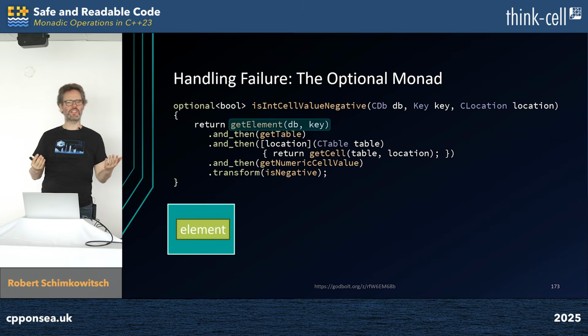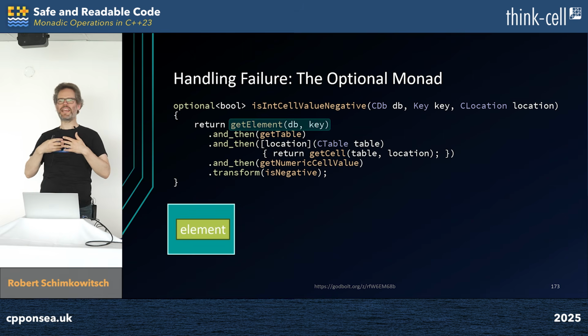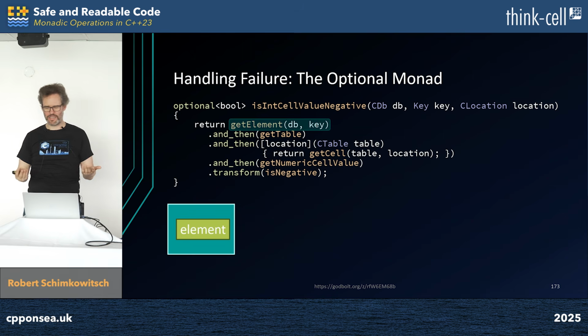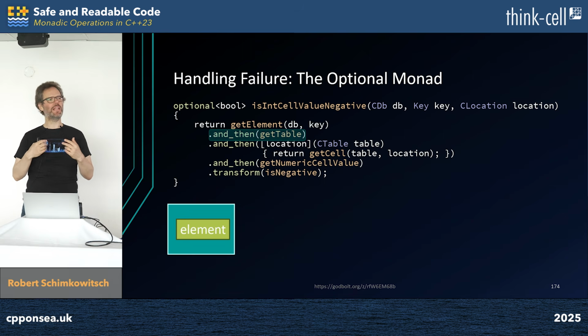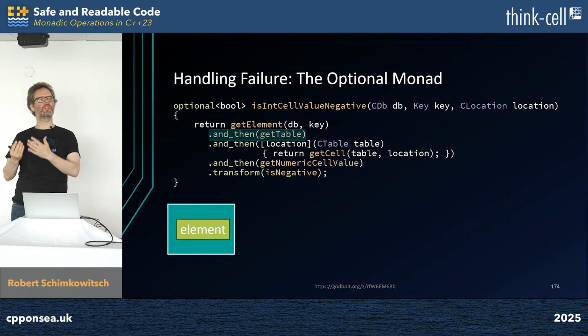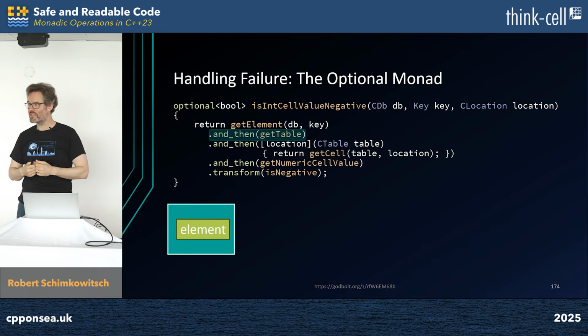So now we start a chain with getElement. And as mentioned, getElement now returns an optional of CElement. So what we can do now is we can call the function and_then on optional, and it will execute our function conditionally. That is, it will execute only if the optional holds a value.